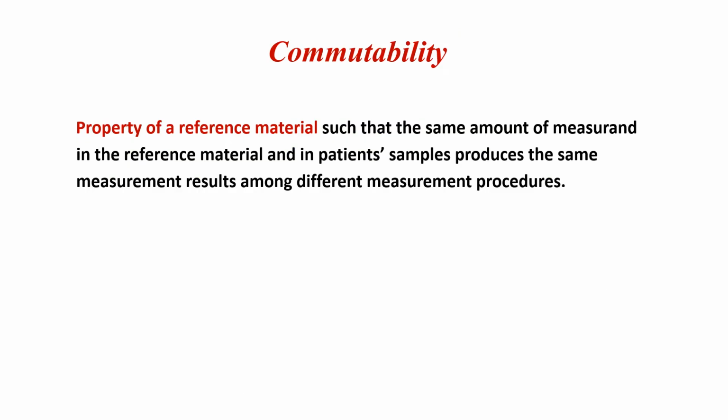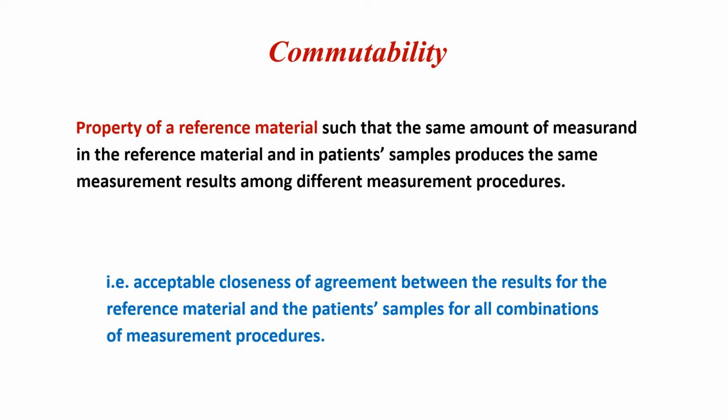Now let's turn our attention to commutability of certified reference materials. Commutability is a property of a reference material such that the same amount of measurand in the reference material and in patient samples produces the same measurement results among different measurement procedures. Or stated a little bit closer to the VIM definition, commutability means acceptable closeness of agreement between the results for the reference material and the patient's samples for all combinations of measurement procedures.